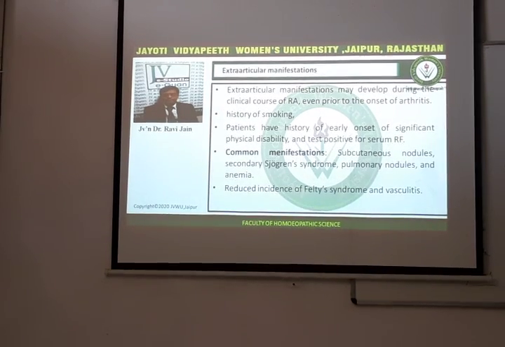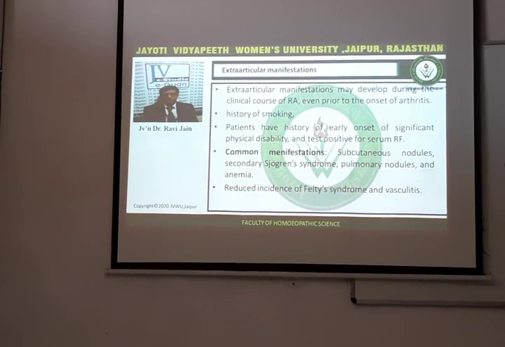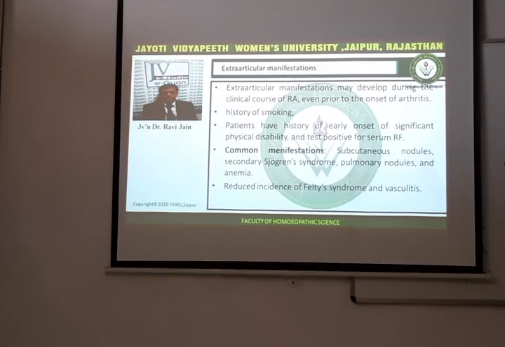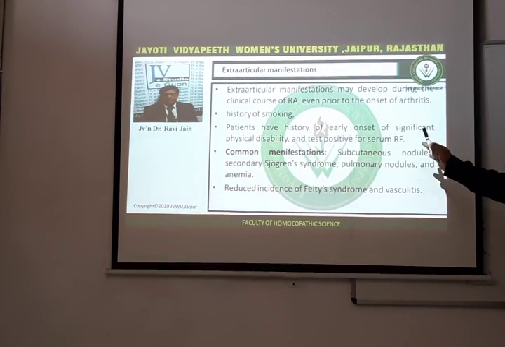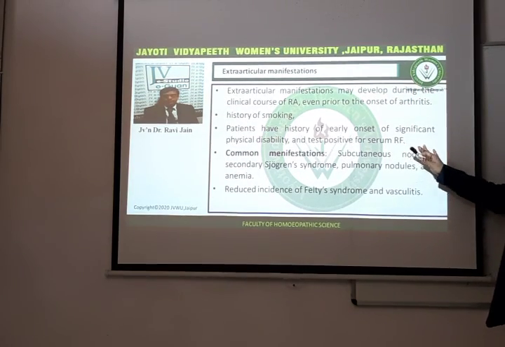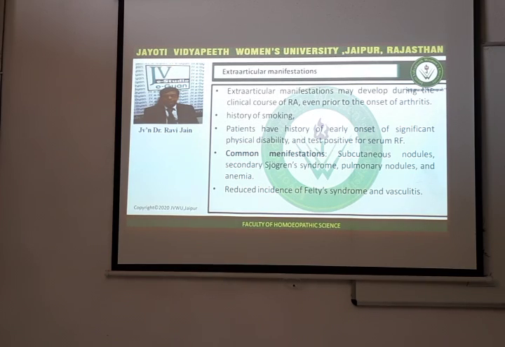Patients have a history of early onset of significant physical disability. This we have studied in the previous lecture, that in rheumatoid arthritis there is very early onset disability because of the joint involvement. Significant physical disability, and they test positive for rheumatoid factor. Alright, RF factor is positive.